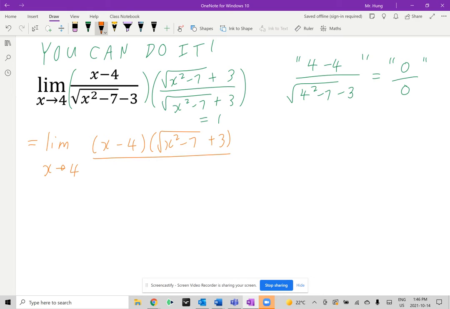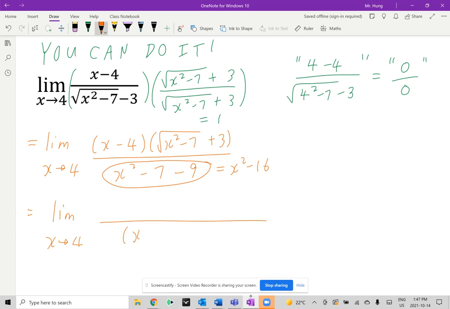On the other hand, if you look at the denominator, (a - b) times (a + b) is going to be a squared minus b squared. So this is going to be x squared minus 7 minus 9. Now look what happens. If you think about the denominator carefully, x squared minus 7 minus 9, this is the same as saying x squared minus 16, which could be factored as (x - 4) times (x + 4).